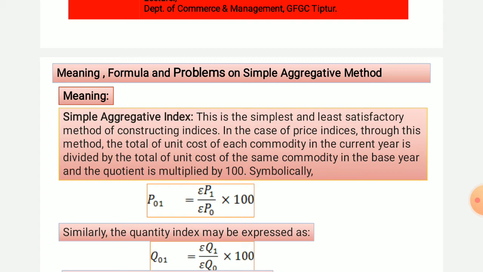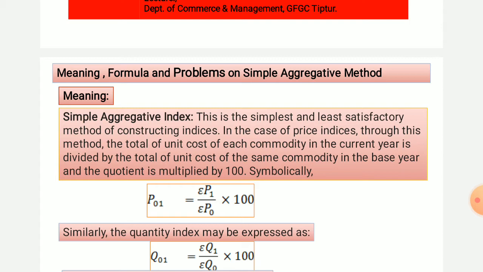So the simple aggregative method is one of the categories of unweighted index numbers, and this is the simplest and least satisfactory method of constructing index numbers. Under this method, the total of unit cost of each commodity in the current year is divided by the total of unit cost of the same commodity in the base year, and the quotient is multiplied by 100.